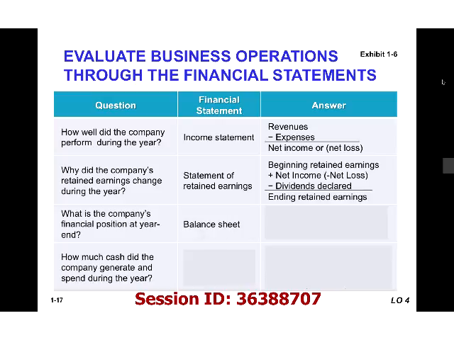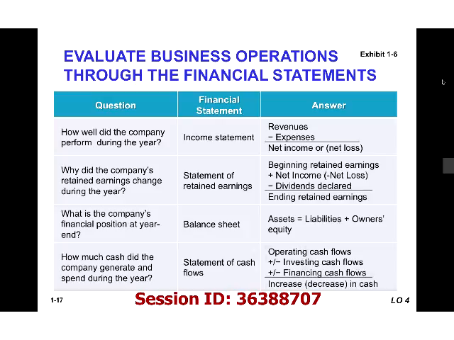Okay, what's the company's financial position? How is it situated at year end? That's going to be the balance sheet. The basic balance sheet is the accounting equation: assets equal liabilities plus equity. That is the format of the balance sheet. And then finally, how much cash did the company generate during the year and where did it come from? That would be the statement of cash flows. And that one, we have operating cash flows, investing cash flows, and financing cash flows, and that comes up with our increase or decrease in cash.